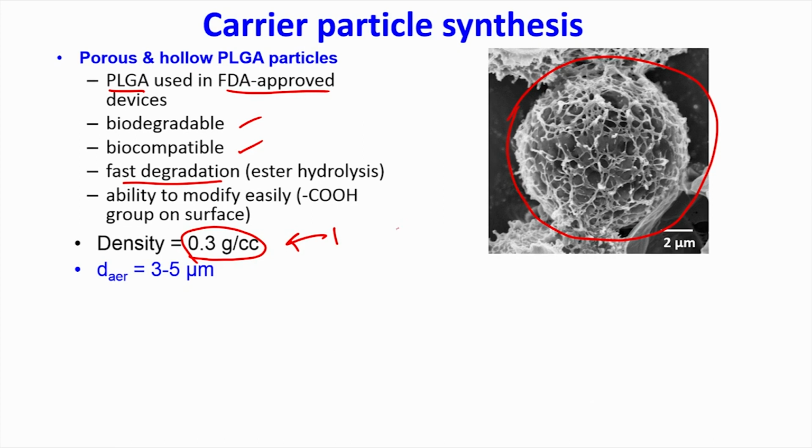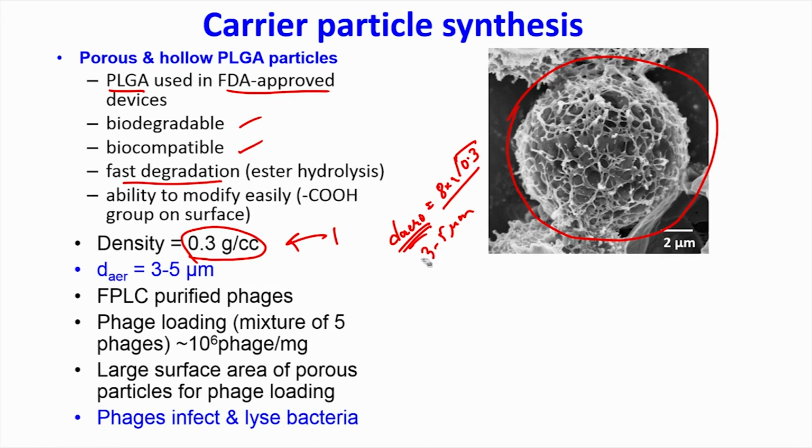And now if you apply that equation of d aerodynamic, let us say if this is 8 micron, multiplied by the square root of the density, now if you solve this, you will find that this is more in the range of 3 to 5 micron. So that is what they have used here.